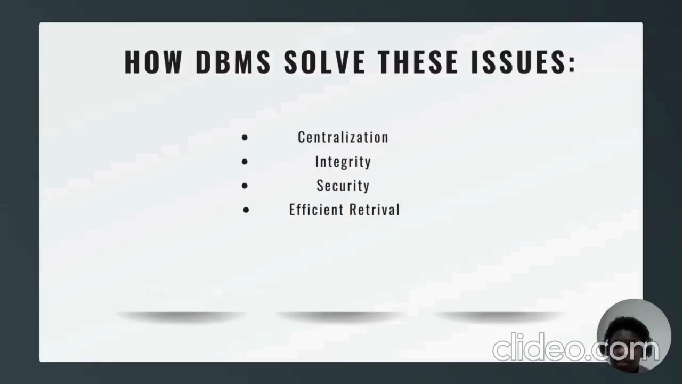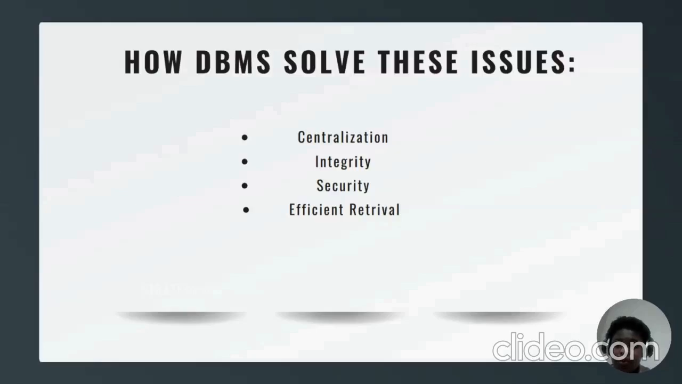For security, DBMSs implement strict access controls, ensuring that only authorized users can access or modify data. This is critical for protecting sensitive information, such as financial records or personal customer details. For instance, the HR department might have access to the employee records, but only certain individuals should be able to modify salary information.